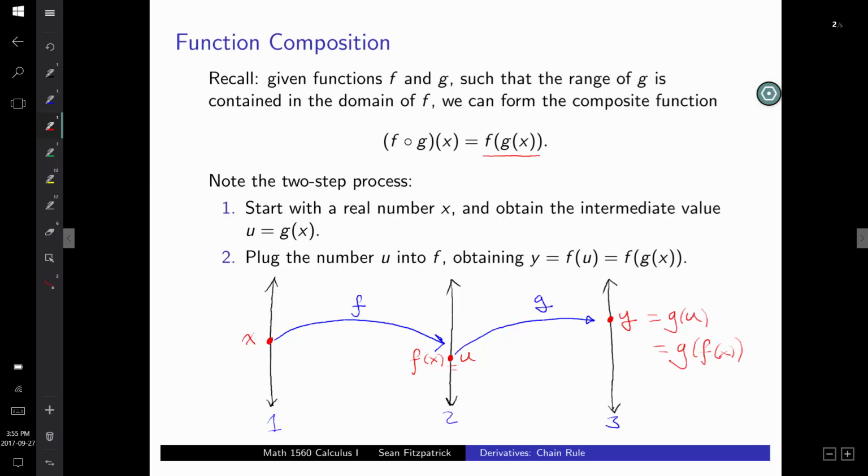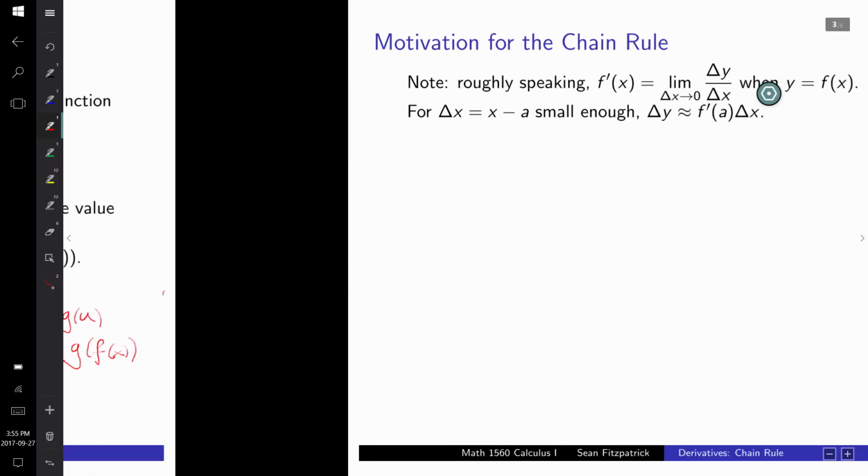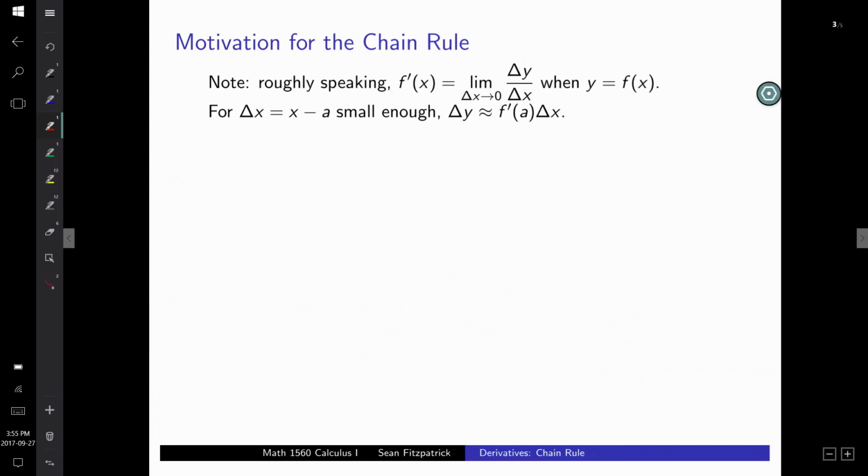And so I guess I've done g composed with f rather than f composed with g, and keep in mind that does matter. If I do f first and then g, that's a different result than if I do g first and then f. So this is something to keep in mind. But you do want to think of this two-step process for function composition. You'll find that this comes in handy when you want to try to understand the chain rule. So before we state the chain rule, let's try to think about what's going on.